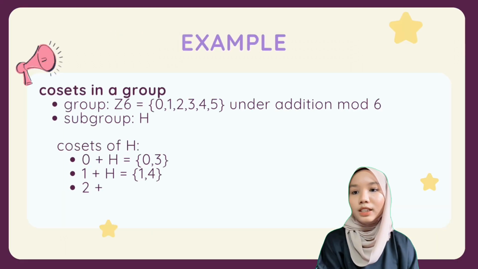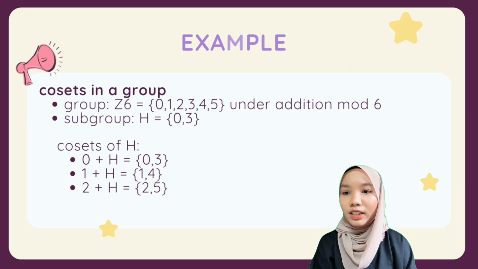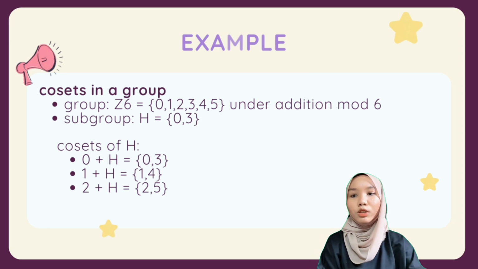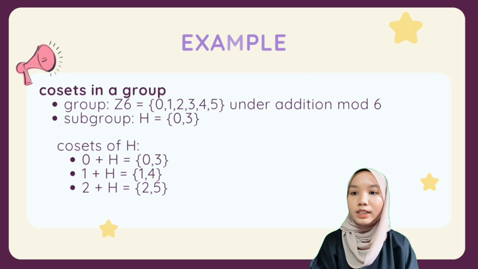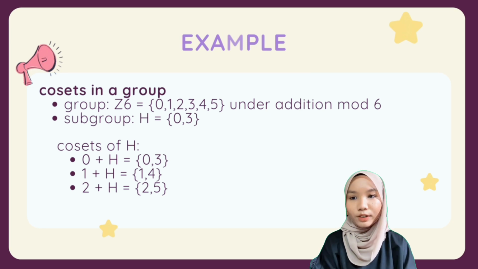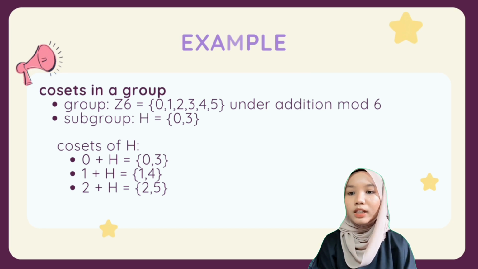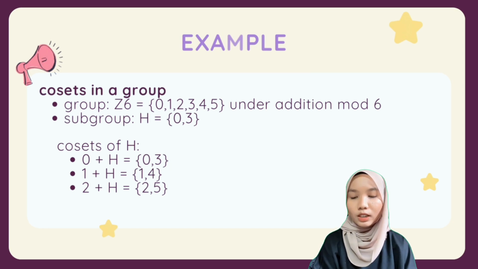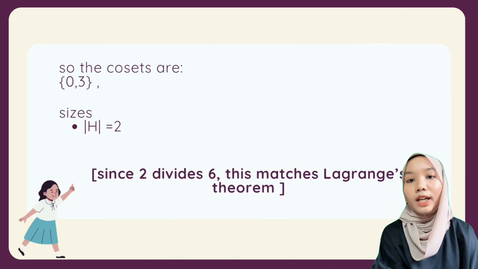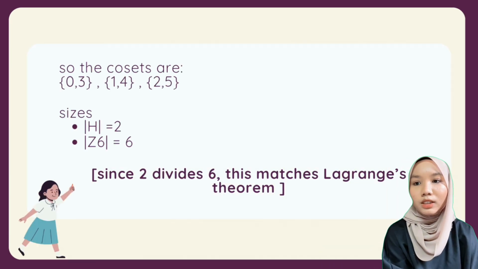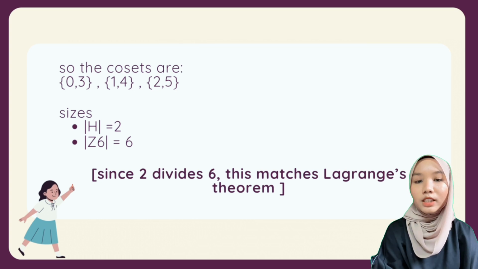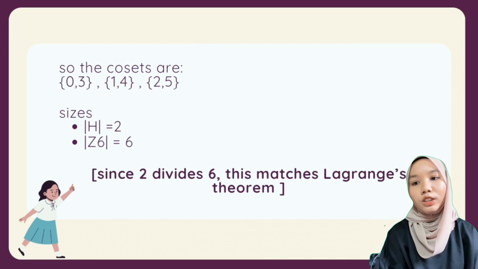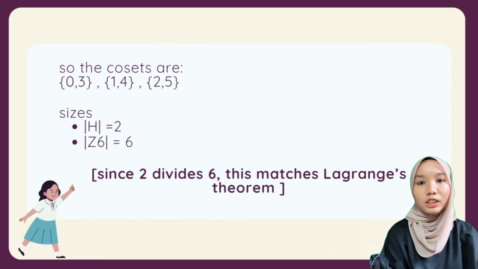Let's go through a simple example using the group Z6, which is just the numbers 0 to 5 with addition modulo 6. When we pick the subgroup {0, 3}, this means we are only looking at 0 and 3 from the group. Now we make cosets by adding each number in Z6 to the subgroup. 0 plus {0, 3} is {0, 3}, 1 plus {0, 3} is {1, 4}, 2 plus {0, 3} is {2, 5}. So we get 3 cosets. That shows the subgroup has 2 elements, the full group has 6 elements, and 2 divides 6, which matches Lagrange's theorem. You could also use other examples like permutation groups or cyclic groups.